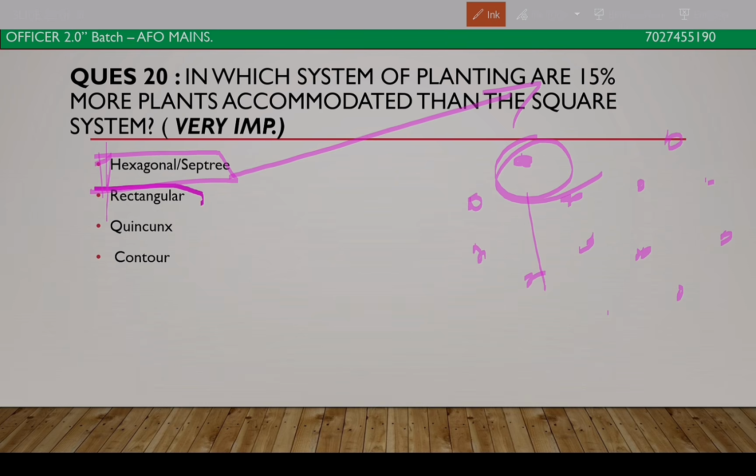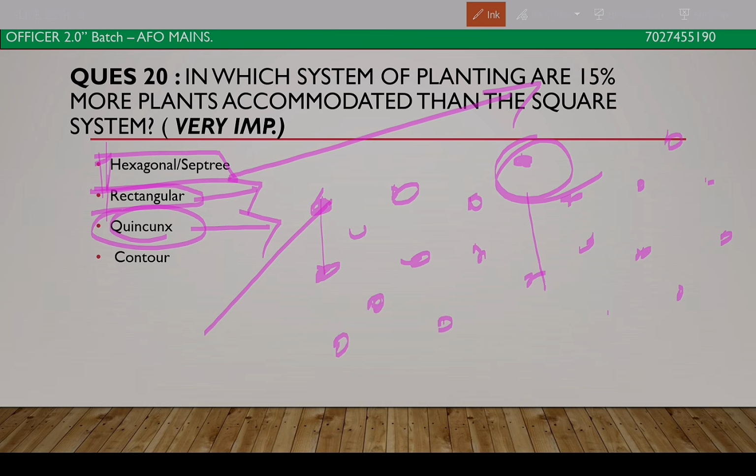And the rectangular system is as usual square, and the quincunx system. In this system, generally there we add filler plant. Okay, this is square system, but there will be filler plant in the center. Suppose we are planting a tree in which the juvenility of the tree is more, like 6 years. This tree needs 6 years for first flowering, and to get some income during the 6 years, we generally plant this filler plant. Okay. And you must know that the contour system is generally planted in case of hilly region. It is usually used for soil conservation.